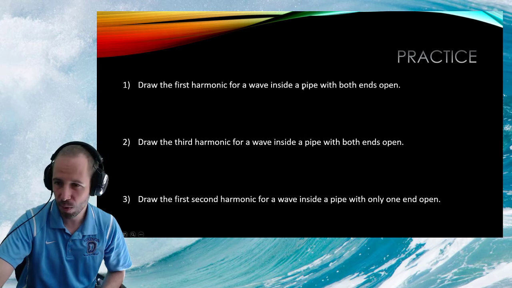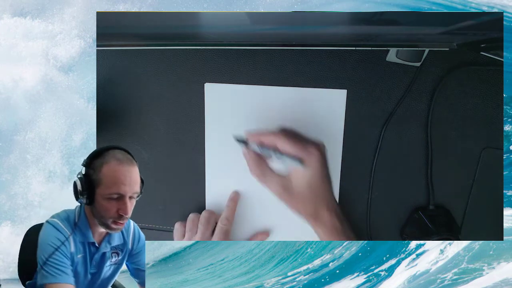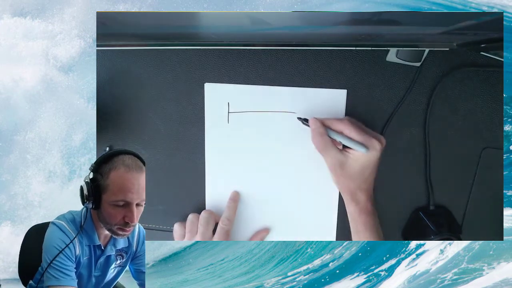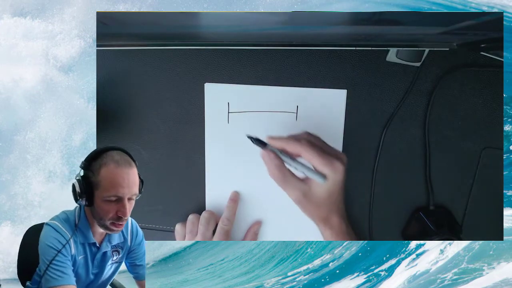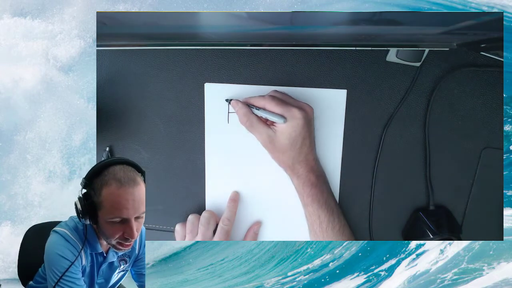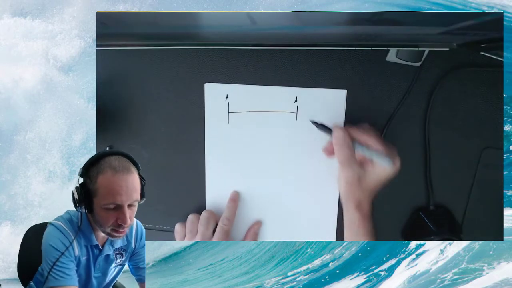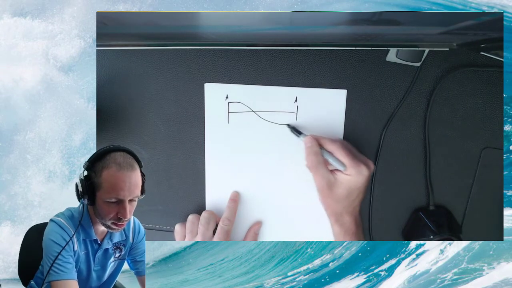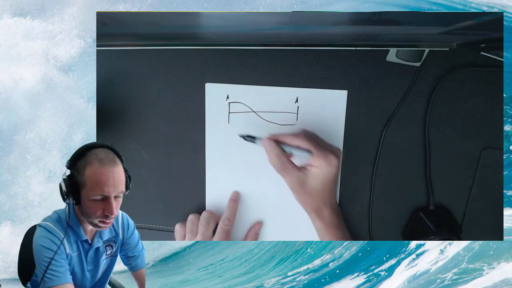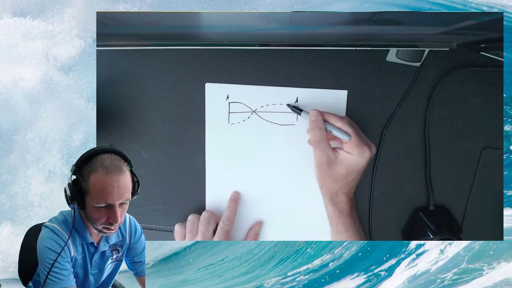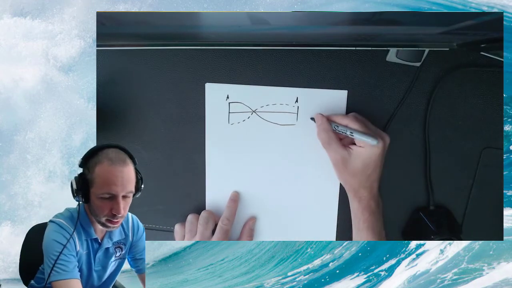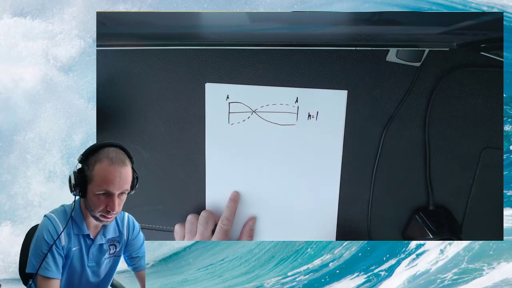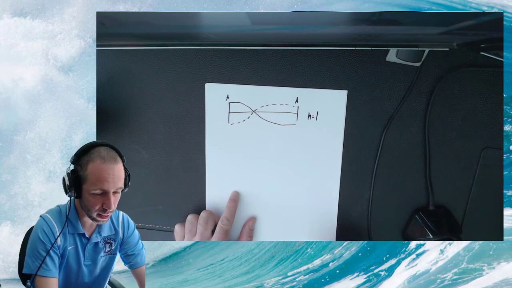We're starting out with inside a pipe with both ends open. So here's my graph. Here's the pipe. If both ends are open, then I need an antinode on each side. So the simplest way I could put in here to do that would be that one. That would be the first harmonic. It's the simplest thing I can put in there.